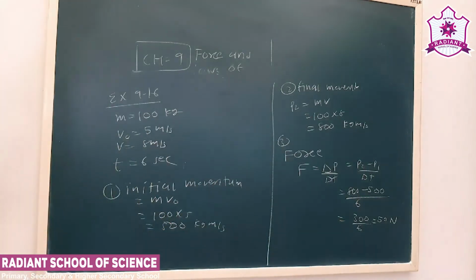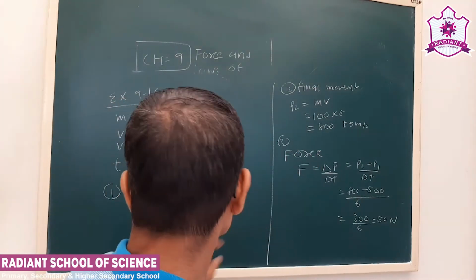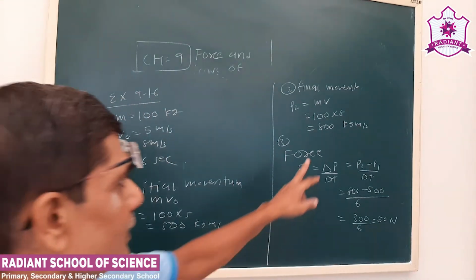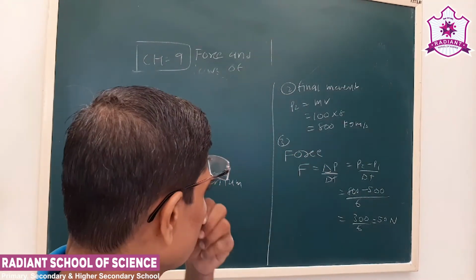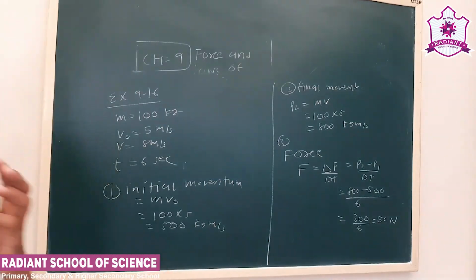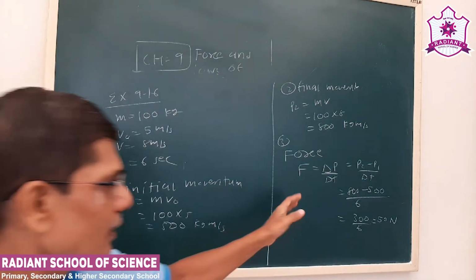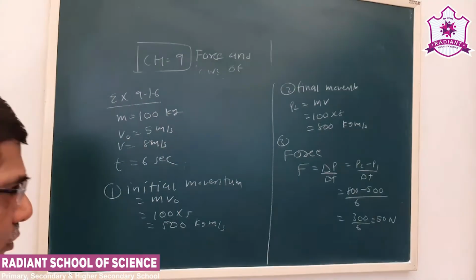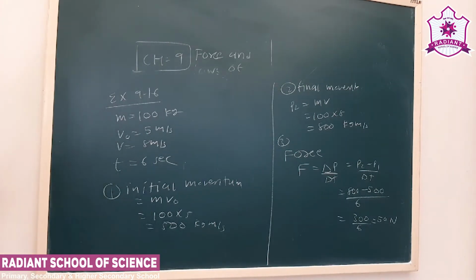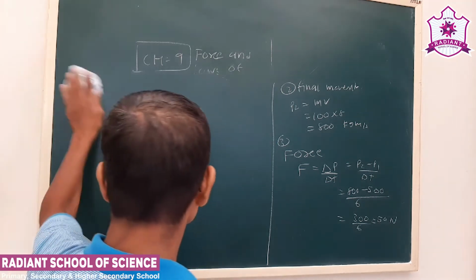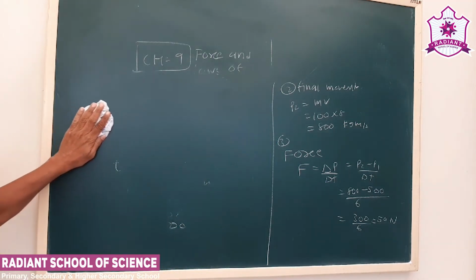Now we use the formula F is equal to delta P by delta T, that is P2 minus P1, time is 6. So 800 minus 500, 300 upon time is 6 seconds. So this is how we can solve. So the magnitude of the force is 15 Newton. See, this is about exercise number 9.16. Now see exercise number 9.17, that is theory type.